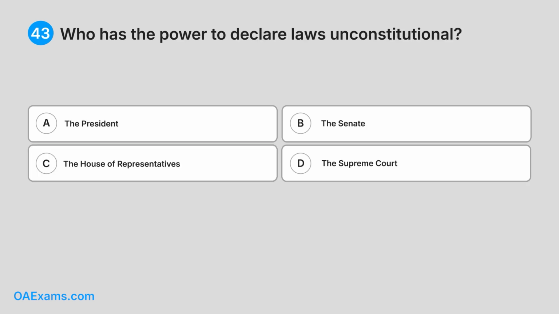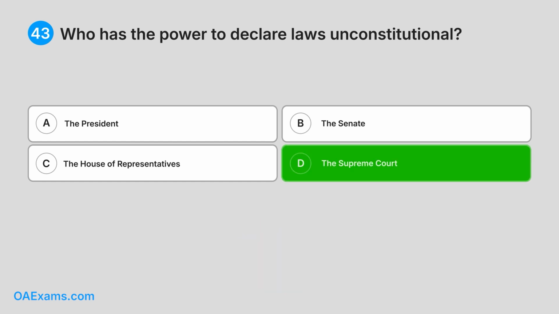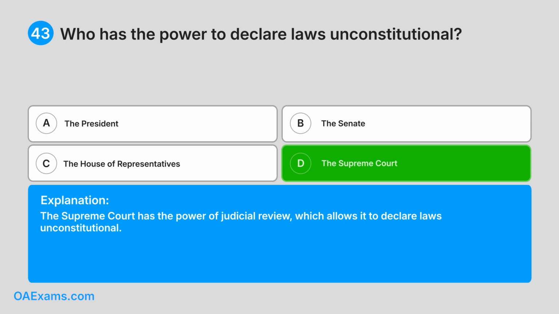of servitude. 43. Who has the power to declare laws unconstitutional? A. The President. B. The Senate. C. The House of Representatives. D. The Supreme Court. What do you think is the answer? Correct answer: D. The Supreme Court. Explanation: The Supreme Court has the power of judicial review, which allows it to declare laws unconstitutional.